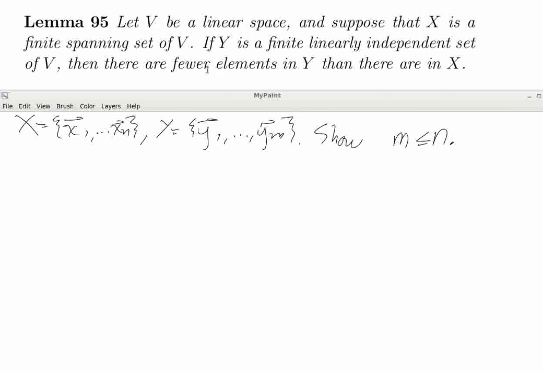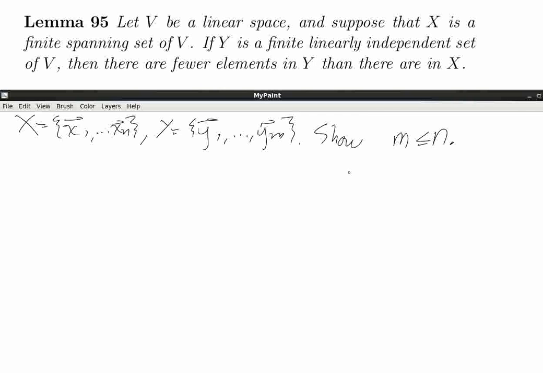This should say fewer than or equal to. That's a typo, and it will be corrected by the time you see it. So I'm going to show that there are more than or equal to the number of elements of X than Y.